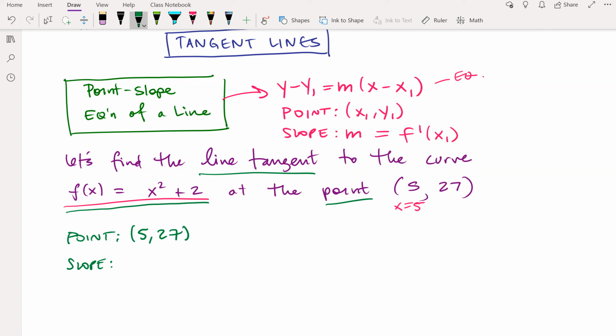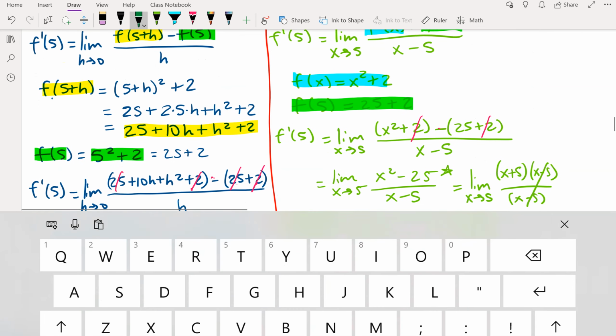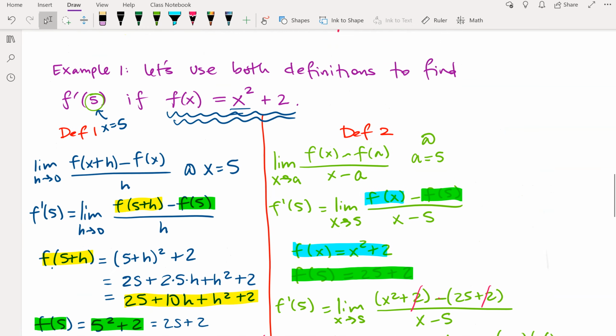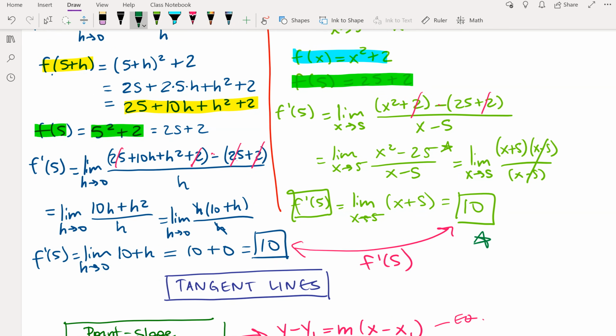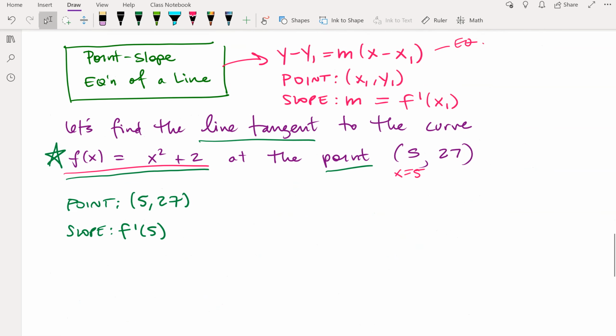Do we know the slope? Well, time out. This is the equation we just used, f prime of x. Do we know f prime of 5? Yeah, we just found that previously in our notes. f prime of 5 was equal to 10. So good news, we don't have to do that again. So we're just going to say f prime of 5 equals 10. And now it's as easy as plugging that into your equation.